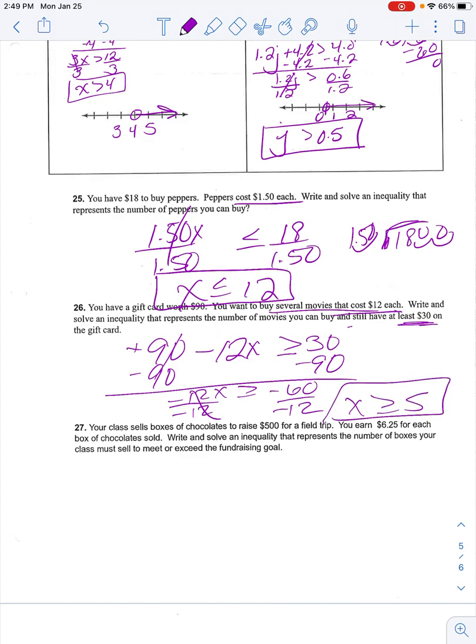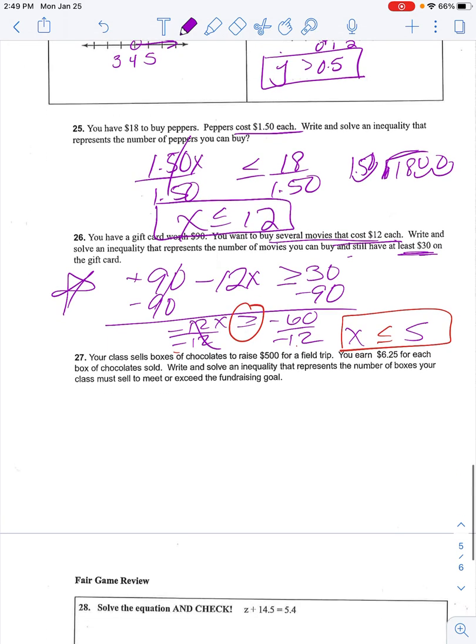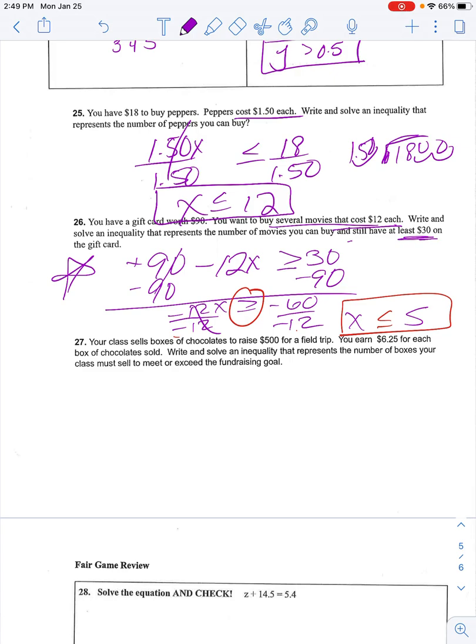So you can get, I guess, nope, guys. I just divided by a negative, so that changes our inequality. You can get less than or equal to 5 movies, which made me think, because I was like, you can't do greater than 5. So that's where I'm glad I was thinking about that. So watch your inequality. You can get less than or equal to 5 movies and still have that $30 on your gift card.